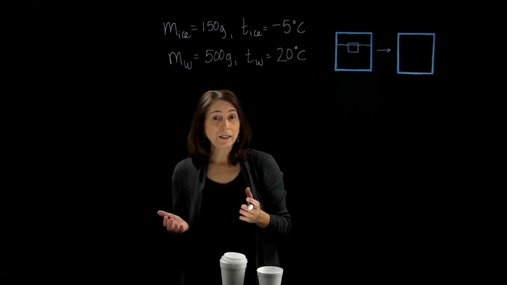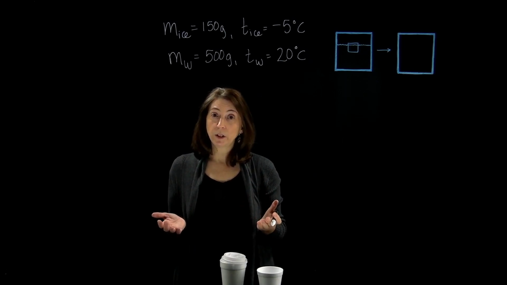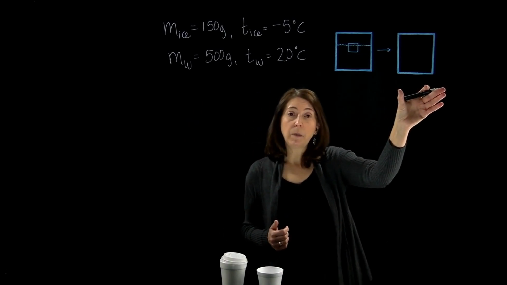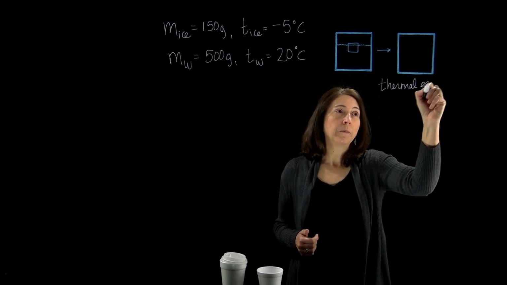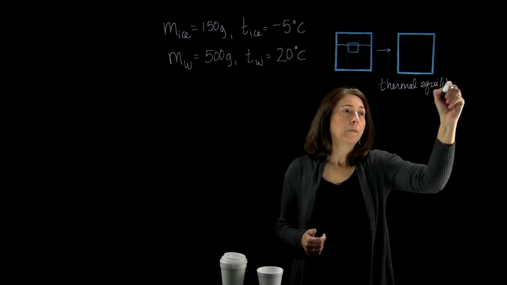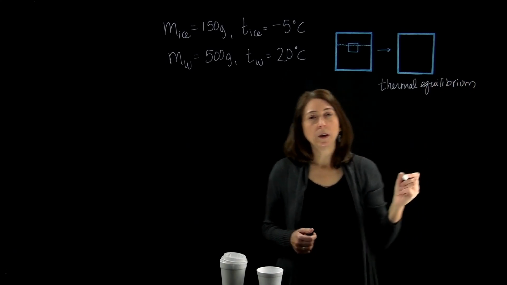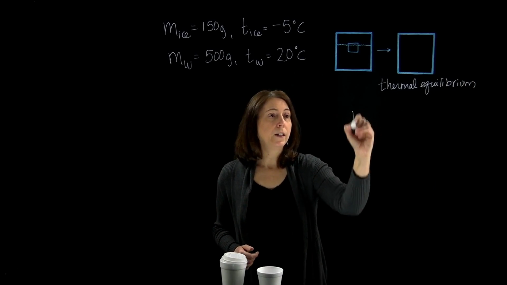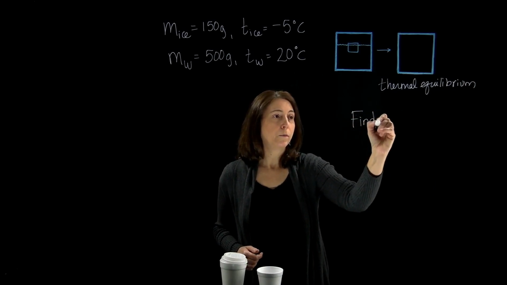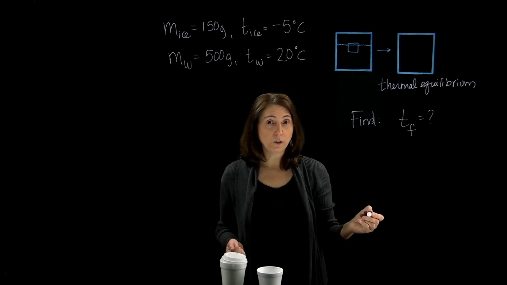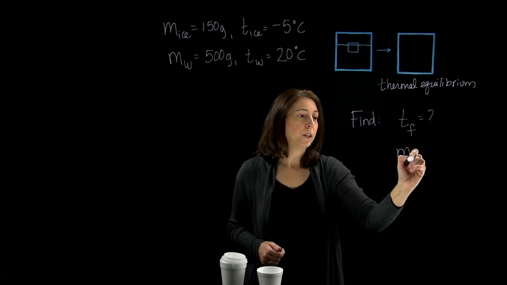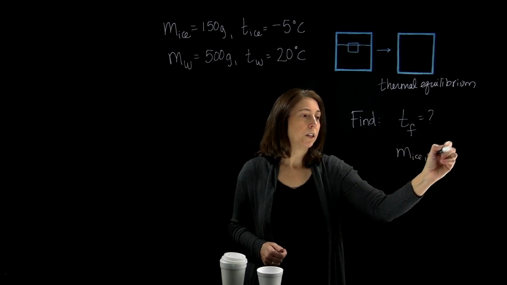The problem ends when the system has reached thermal equilibrium. So let's let this box represent the end state where it has reached thermal equilibrium. The end goal of the problem then is to find the final temperature of the system at thermal equilibrium and to determine if any ice remains.